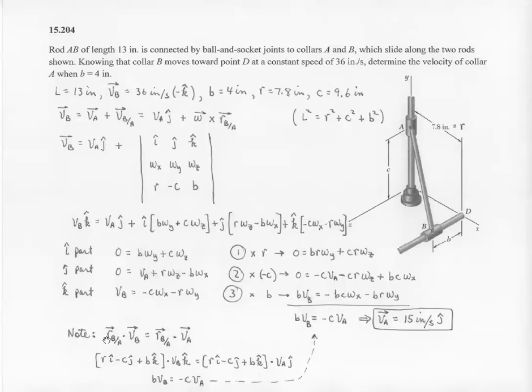And so when you put in R sub B/A as R i minus C j plus b k, you dot it into V sub B k, and do the same thing on the right-hand side, dot it into V sub A. What you're going to pull out is b times V sub B right there, and a C times V sub A right there. And if you'll notice, that's the same expression we had a while ago that yielded 15 inches per second in the J direction for V sub A.